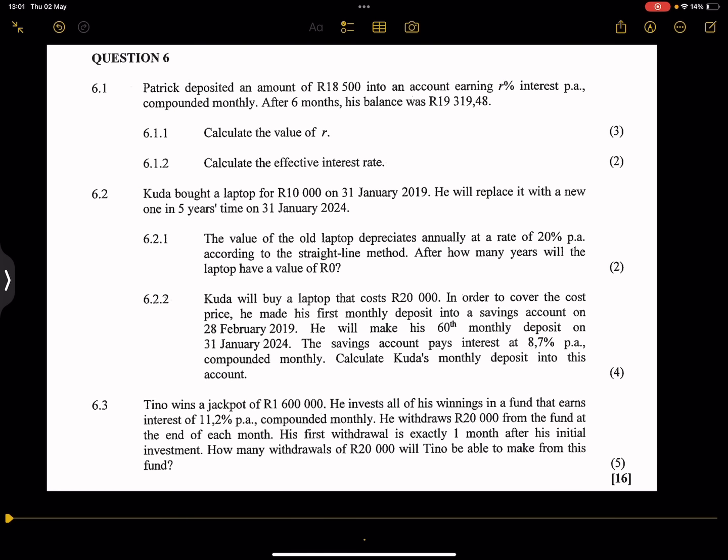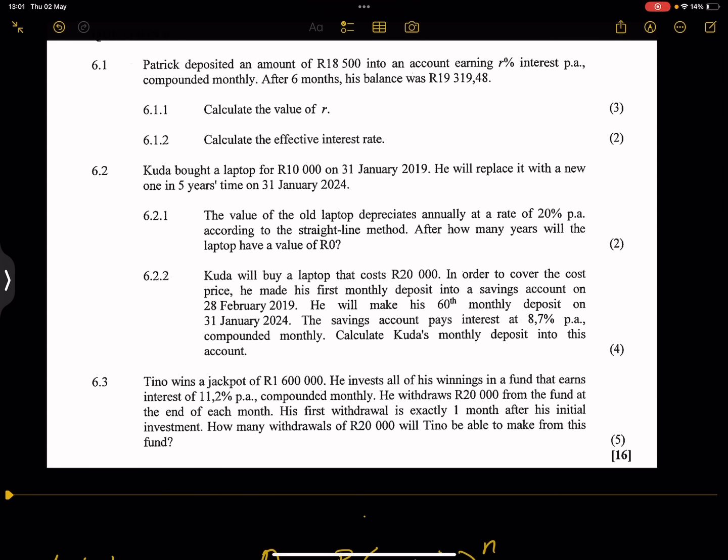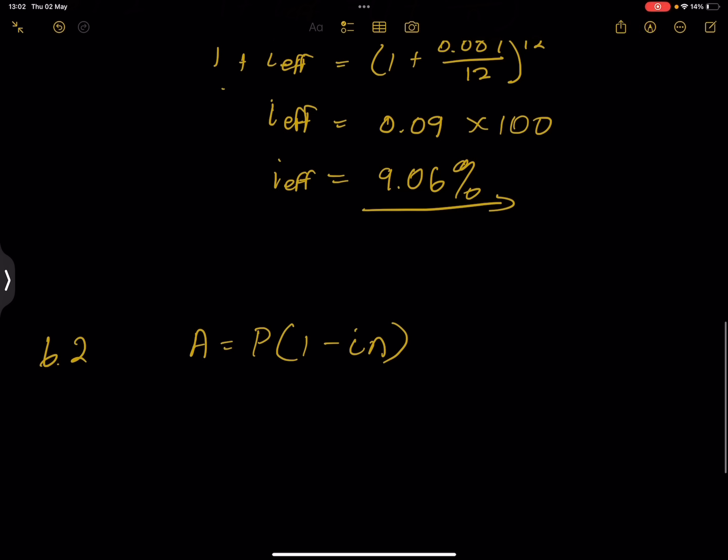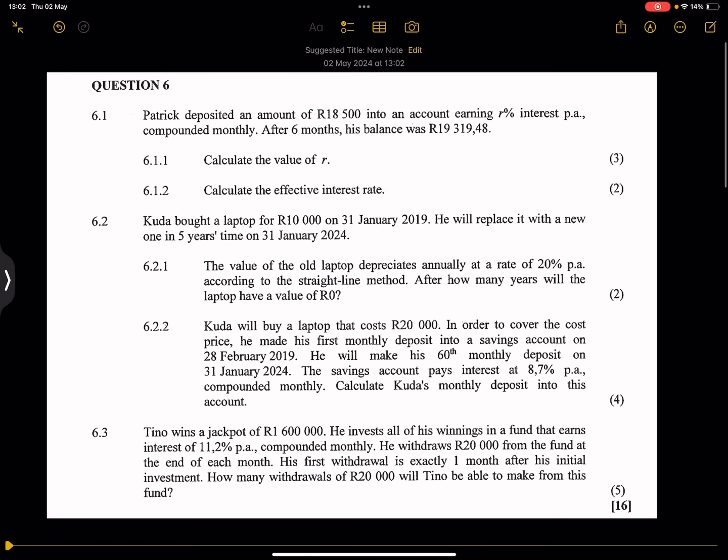Okay, so remember when we're talking about the straight line method, you must just keep in mind that the straight line looks like our simple interest formula, right? So that's 1 minus, in this case, i times n. Okay, so our laptop was 20,000, is it? Okay, 10,000 rather.